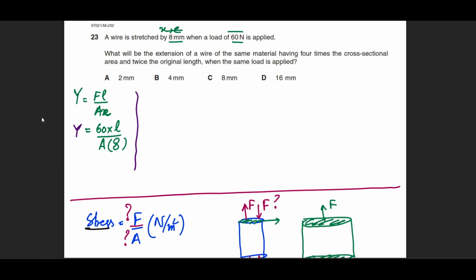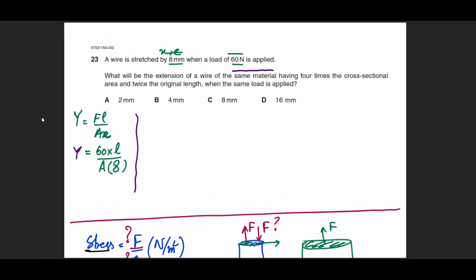And if he says that it is made out of the same material, now notice that when he says same material, that means that the Young's modulus will not change throughout the question. Even if you change the dimensions, the Young's modulus will not change.